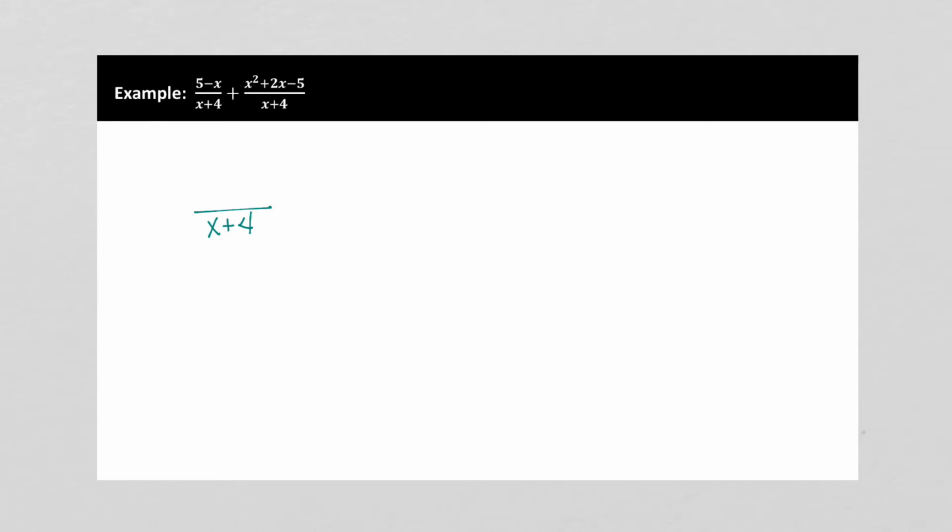And then on the top, we have 5 minus x plus x squared plus 2x minus 5. And we'll just combine like terms. And it's nice to put things in order of degree. So the x squared will come first. And then we have negative x plus 2x. That'll give us positive x. 5 minus 5 is just 0. And so on the bottom we have our x plus 4. And that's it.